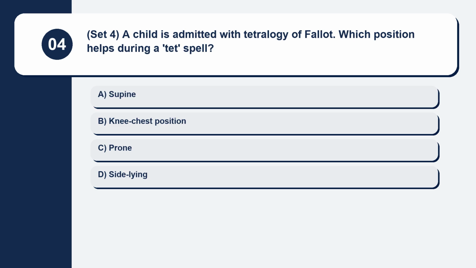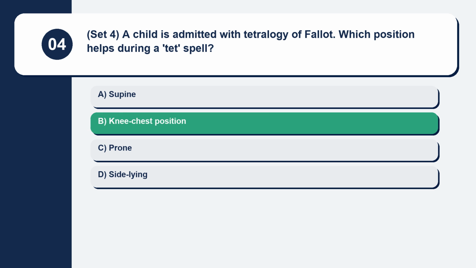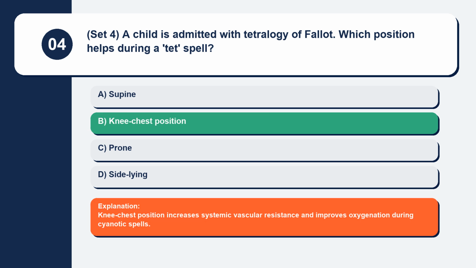Question 4. Set 4. A child is admitted with tetralogy of Fallot. Which position helps during a tet spell? Supine, knee-chest position, prone, side-lying. Knee-chest position increases systemic vascular resistance and improves oxygenation during cyanotic spells.